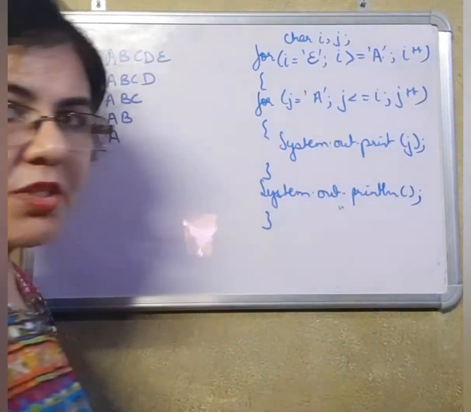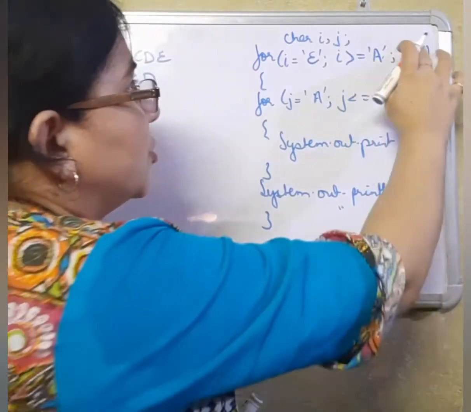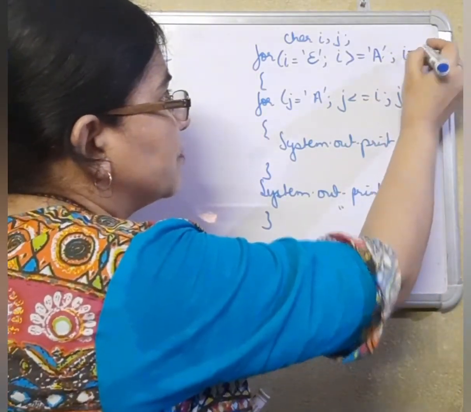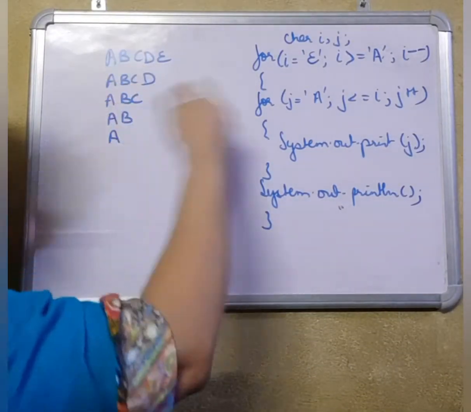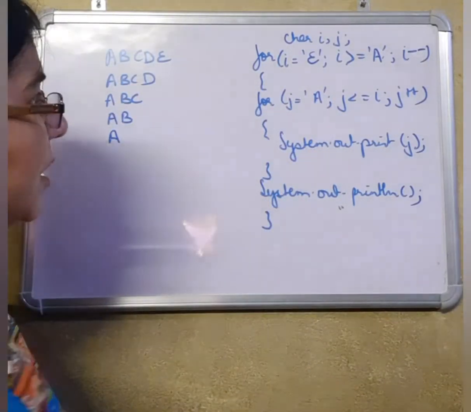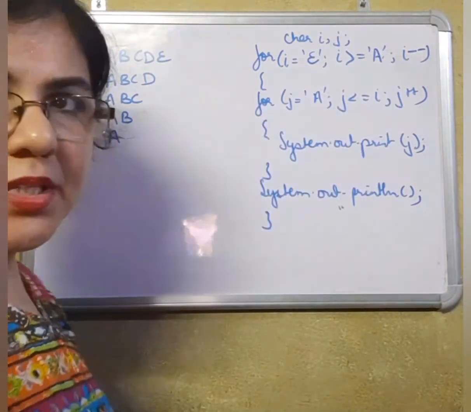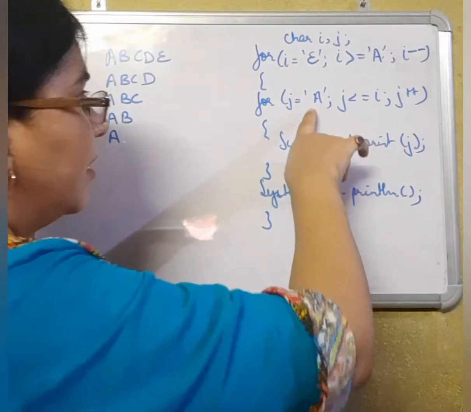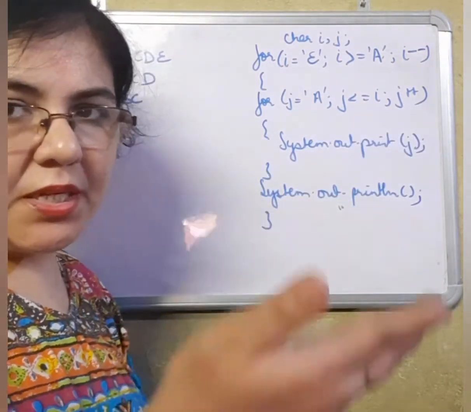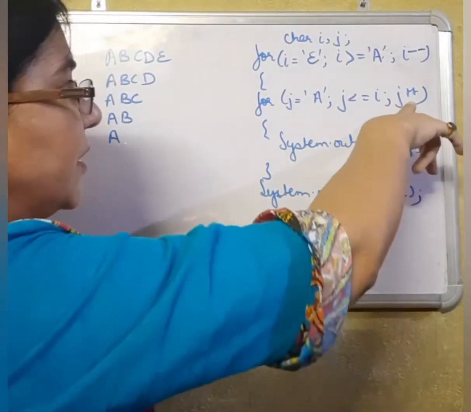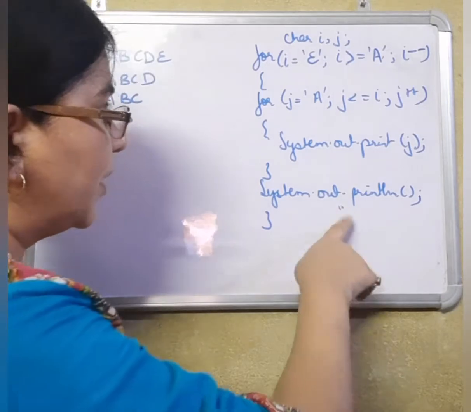And it is but obvious, if you have to move from E to A, you have to decrease. So I minus minus. And what is the starting value of each and every line? It is A. So J will start with A. So when I is E, greater than or equal to A, the J will restart with A, and it will be less than or equal to E, so it will keep on printing A, B, C, D, E. After that, when J becomes F, F less than or equal to E is false, it will go to the next.